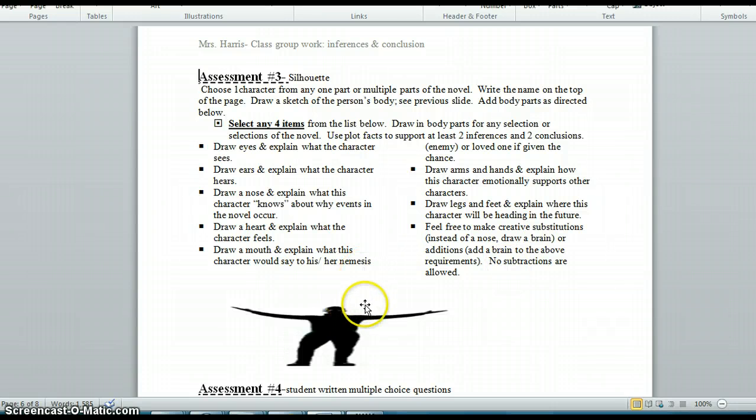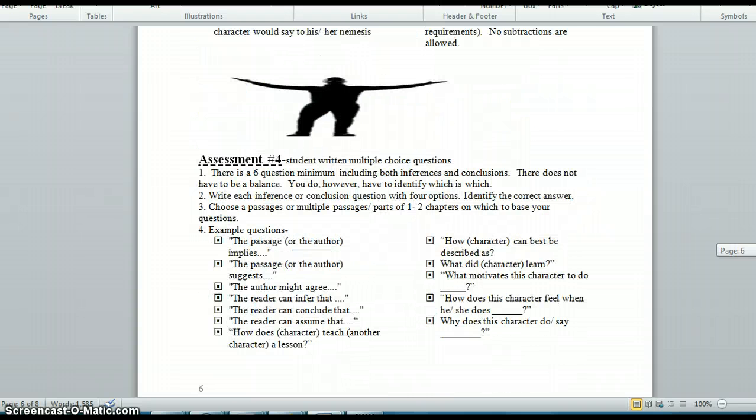You get the idea. Body parts and make an inference. Brain, why do they do things? Eyes, what do they see? So it has to be a conclusion or an inference. And you have to actually explain the inference and conclusion in writing. So you just don't have an ear. You have to really write on the butcher paper what you think about this character. Again, I will give you butcher paper if you want it. I have it, and I have markers.